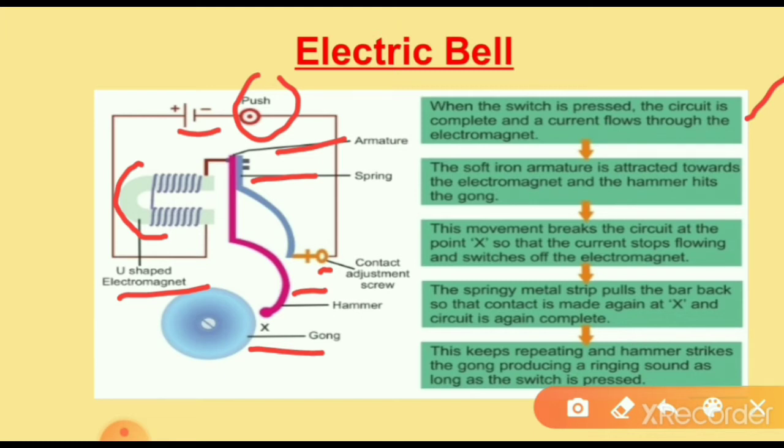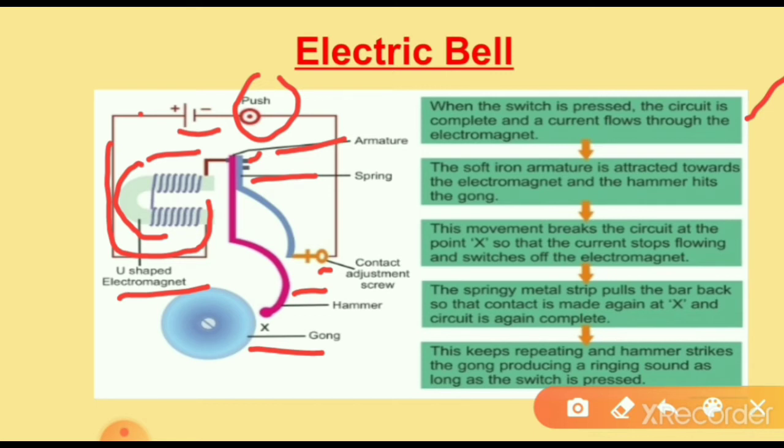Okay, so let us discuss what happens when the switch is pressed. The circuit is complete, which means the current flows through the electromagnet. Observe this, the current flows through the electromagnet. And second, the soft iron armature is attracted towards the electromagnet.